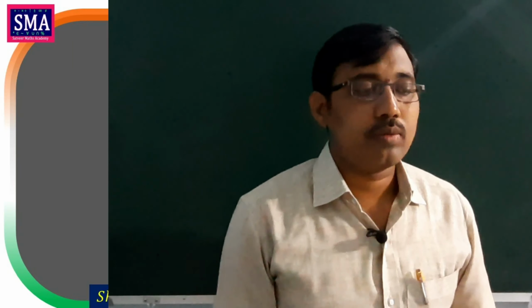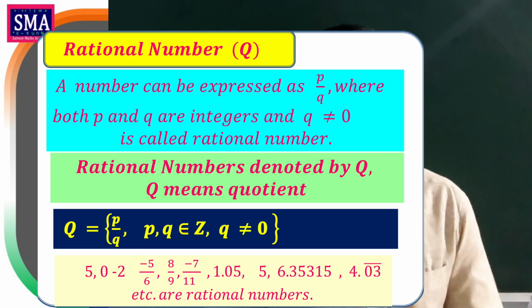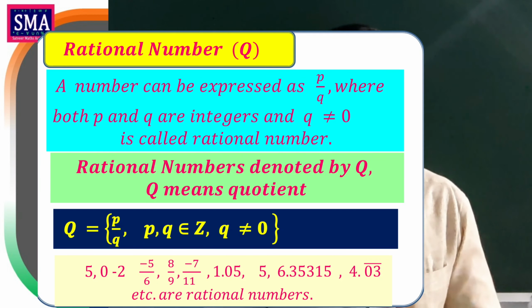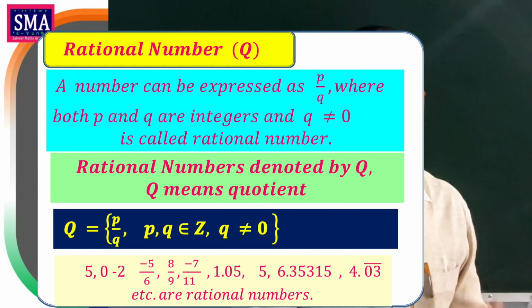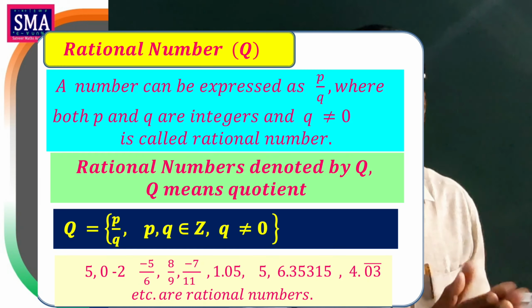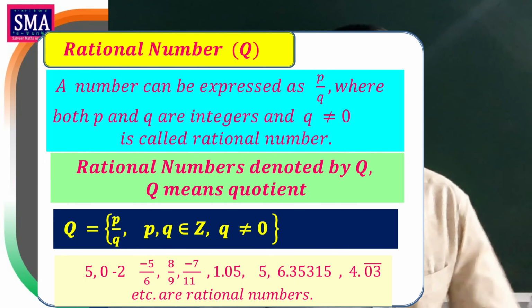Next concept, rational numbers. Here a number that can be expressed in the form of p by q, where both p and q are integers and the denominator q is not equal to 0, is called a rational number.